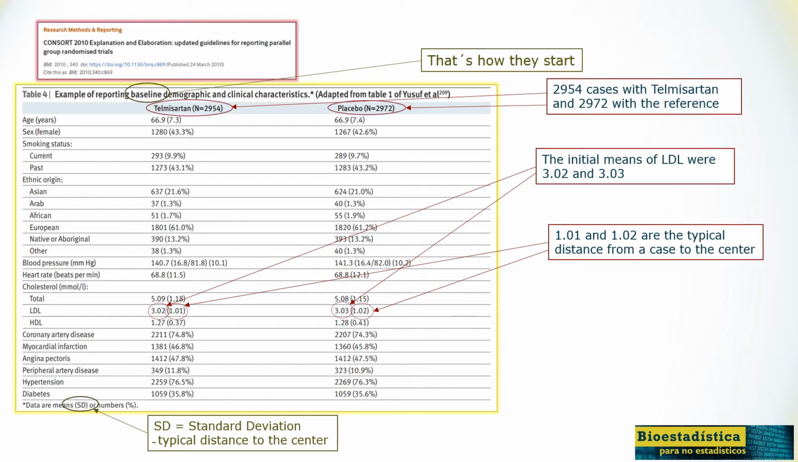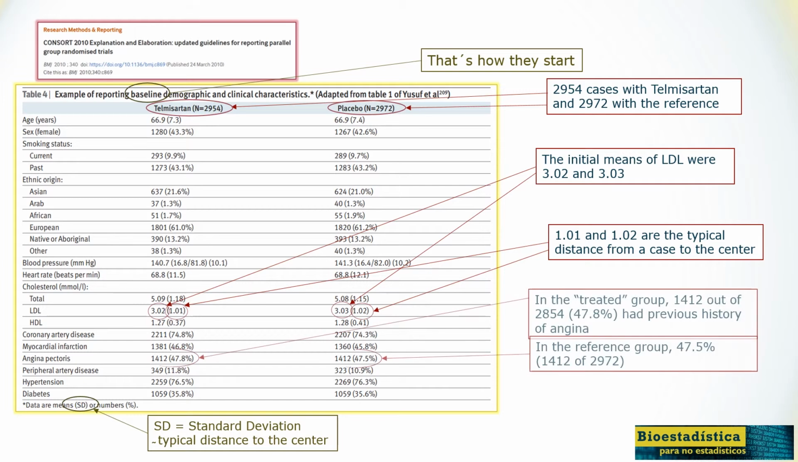Finally, dichotomies such as previous history of angina are summarized by reporting the number and percentages of yeses. The attentive reader will have observed how both samples resemble each other. A miracle? No, the result of the randomization method.